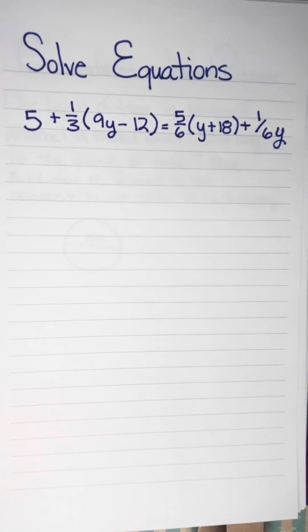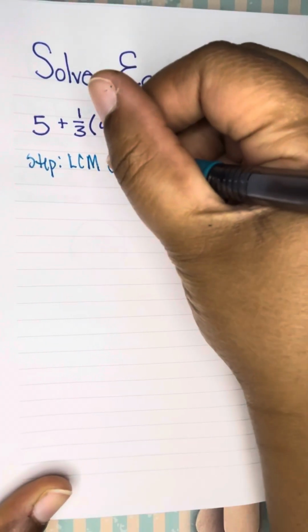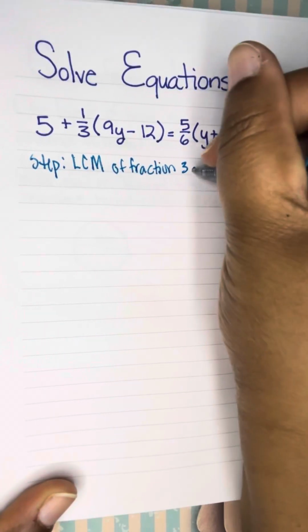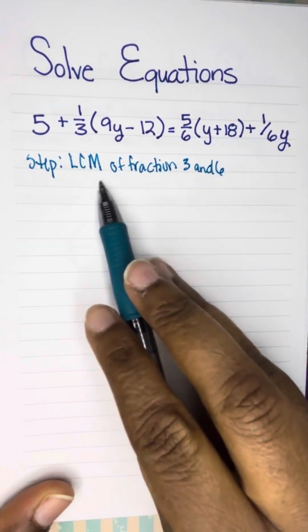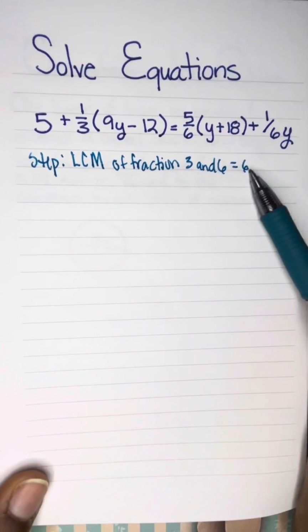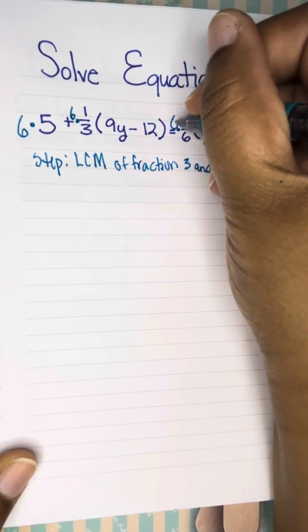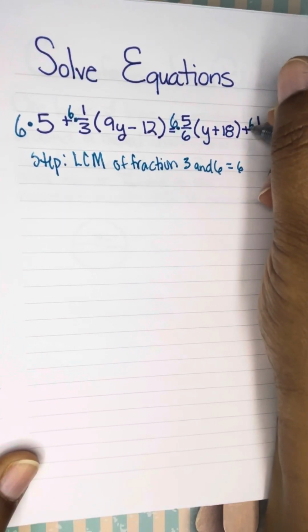And how we're going to clear our fractions is first we need to find the least common multiple. Okay, so our least common multiple of our fractions. So we're looking at the numbers 3 and 6. Well, the least common multiple of 3 and 6 is going to be 6. And this number is what we're going to multiply to everything. So we're going to say times 6, times 6, times 6, and times 6.